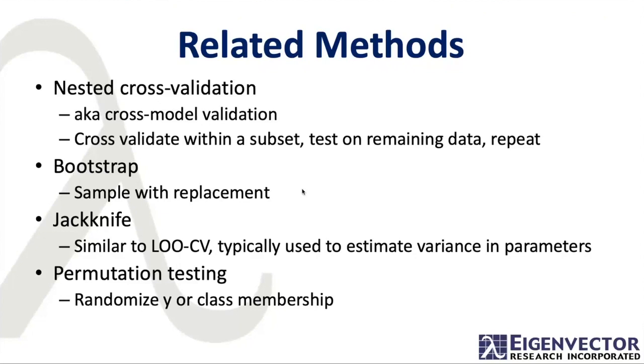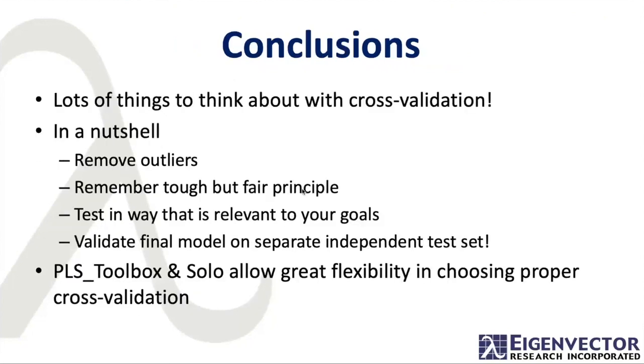All right. So conclusions. Lots of things to think about with cross-validation. In a nutshell, remove outliers. Okay, outliers cause such big headaches. So you really need to work carefully through your data and establish that to begin with. Remember the tough but fair principle. I think if you do that, then you can't go too far wrong. If you remember that you're always trying to make it so that your left-out test sets are tough, but they're fair. You would expect the model to be able to predict them.